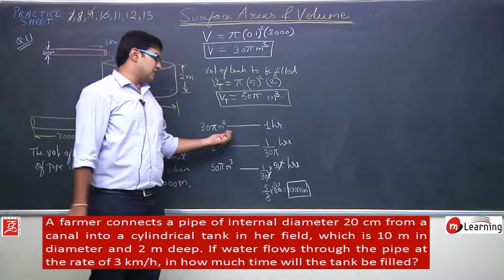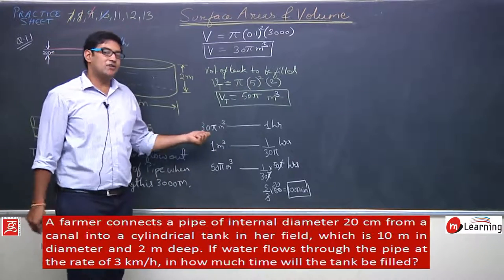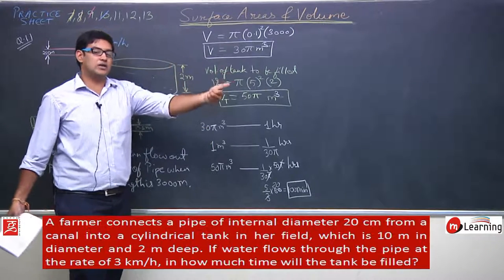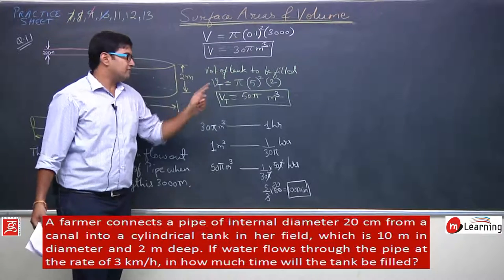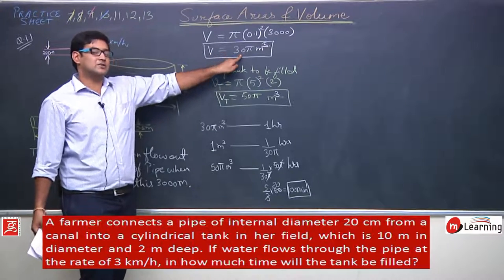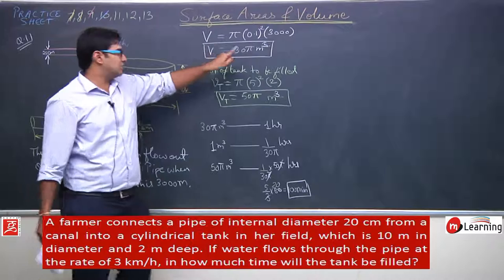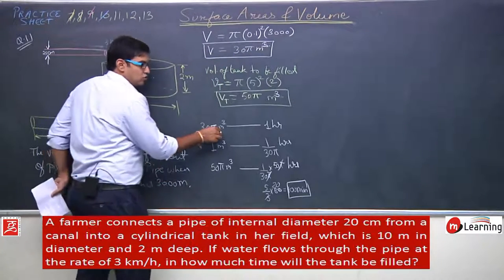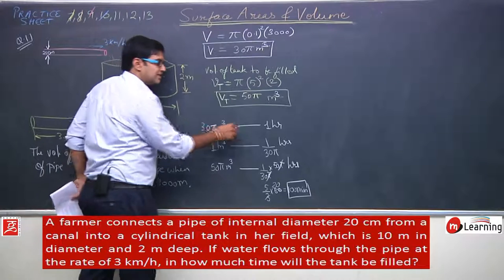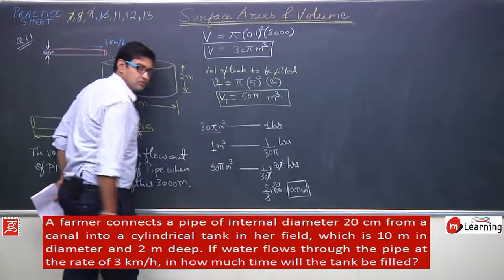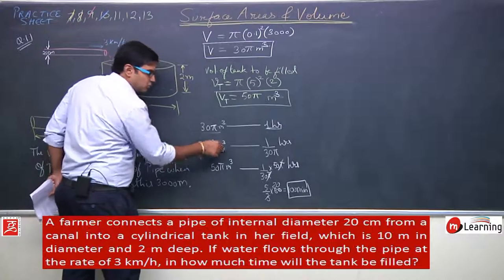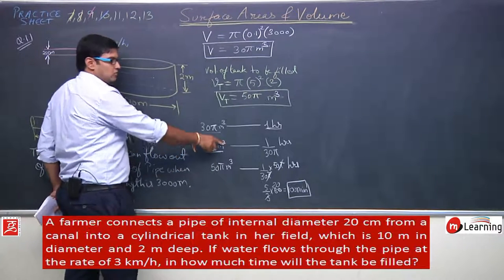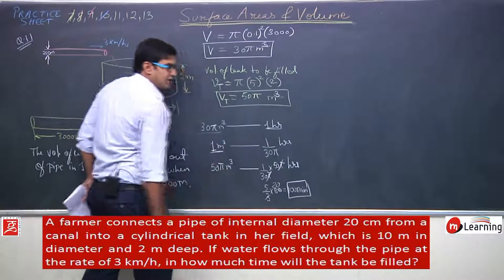Try to understand what I have applied. I have calculated how much volume of water this pipe can throw out in 1 hour. I have seen that the volume of water this pipe can throw out in 1 hour is 30 pi meter cube. If I assume 1 meter cube of volume of water, this pipe can give 1 meter cube of water in 1 upon 30 pi hours.